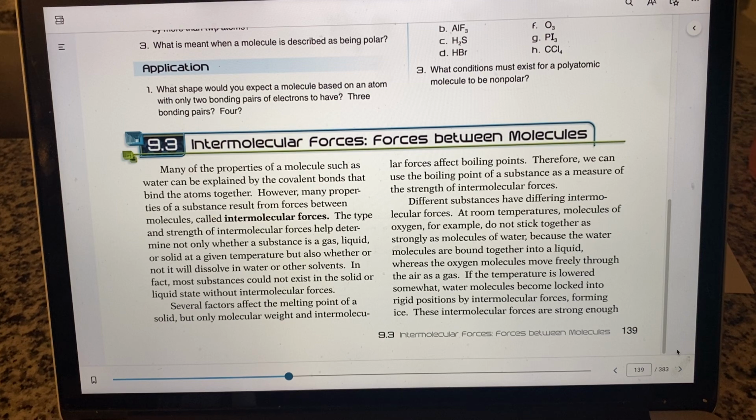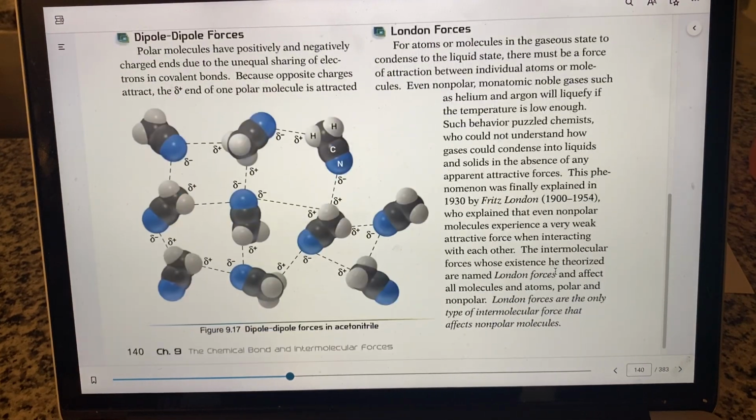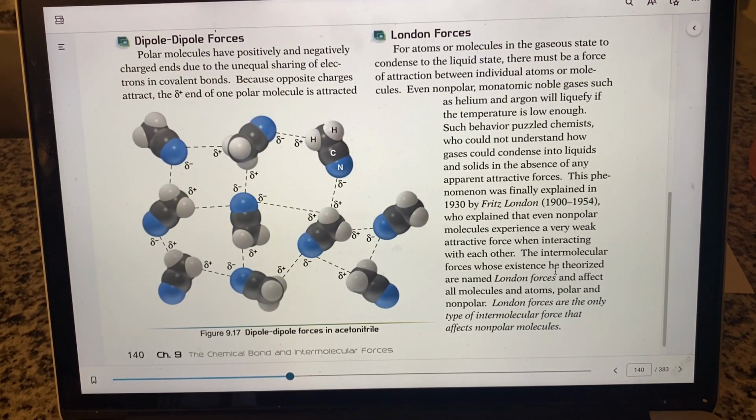Now let's start talking about those forces. These are intermolecular forces. There are 3 different kinds. We're going to start with the dipole. Don't let that confuse you. Dipole means 2, and these are polar bonds because they basically have a negative pole and a positive pole. So they're called dipole forces, and these are in between the different molecules.